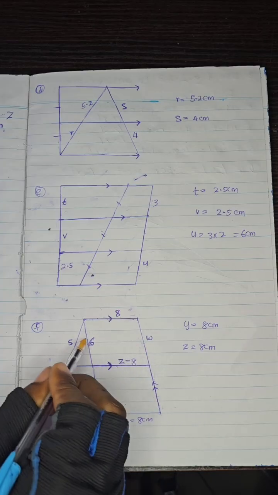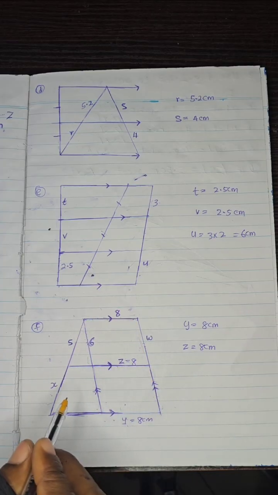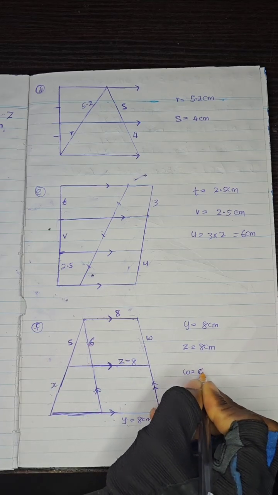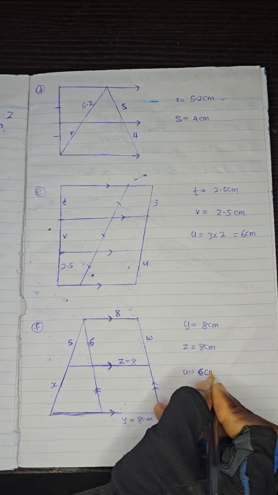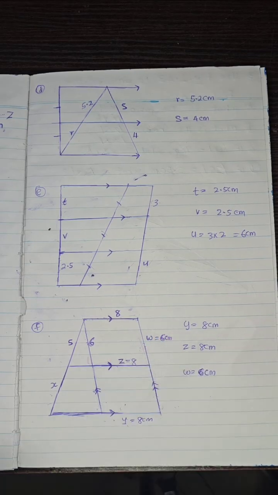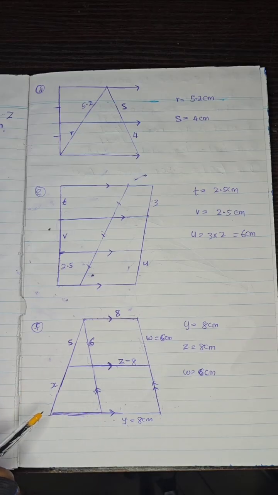Here is another opposite side of this parallelogram. So w will be equal to what? 6 cm. So w is equal to 6. I don't necessarily need to put the cm there. Okay. So what else have we not found?